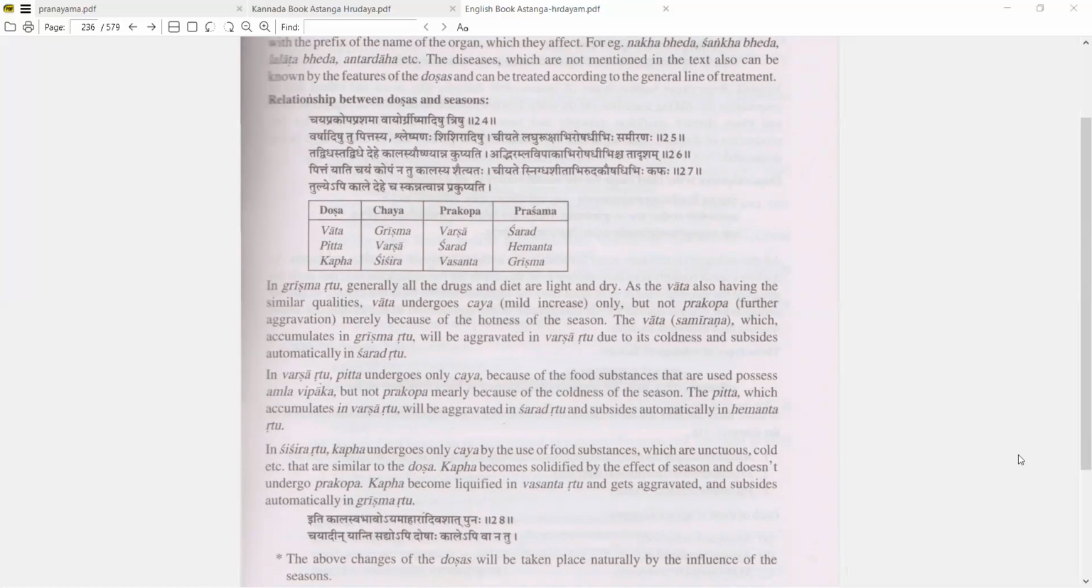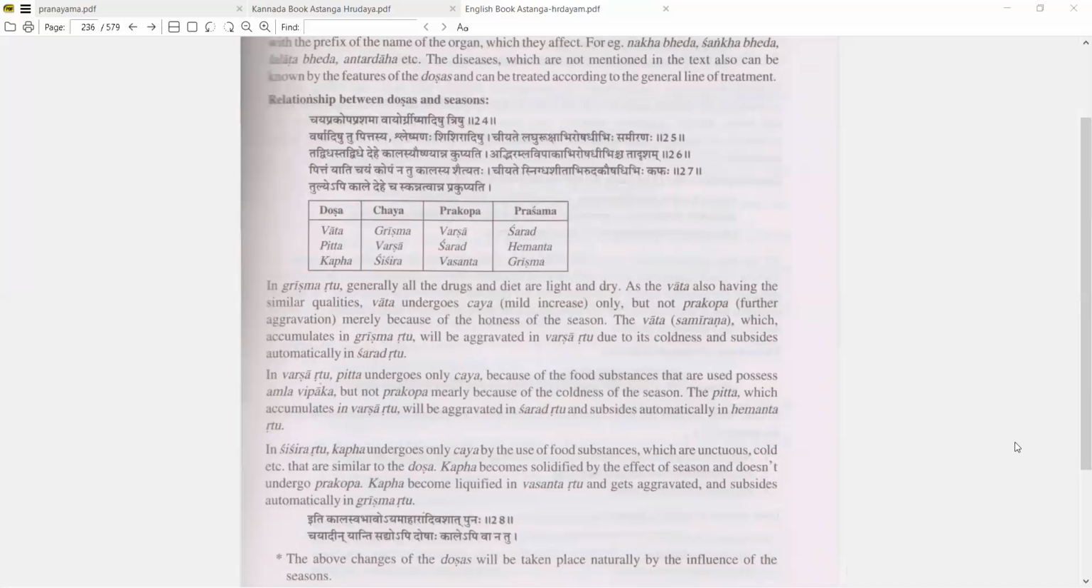In Shishira Ritu, kapha undergoes only chaya by the use of food substances which are unctuous, cold, etc., that are similar to the dosha. Kapha becomes solidified by the effect of the season and doesn't undergo prakopa. Kapha becomes liquefied in Vasanta Ritu, gets aggravated, and subsides automatically in Grishma Ritu.